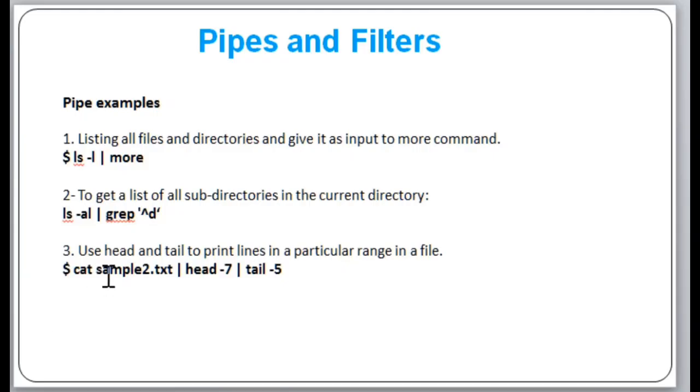So here's some more pipe examples. We can list all files and pipe that into more, and that way we can scroll up and down, okay? We can also do an ls -al, which is all and long listing, and grep that and look for a list of all subdirectories in the current directory.